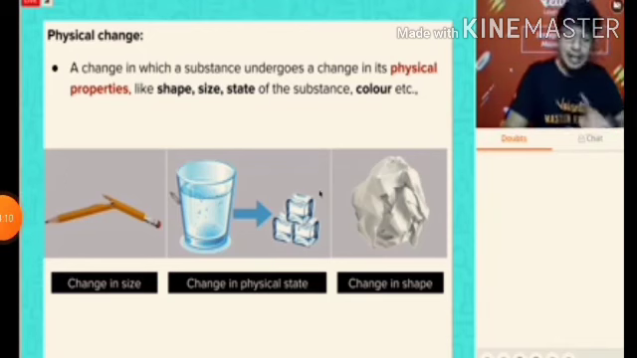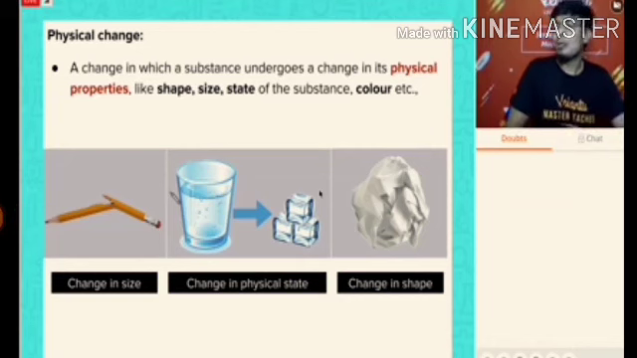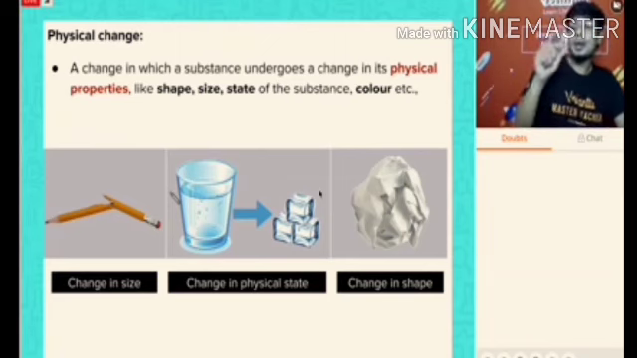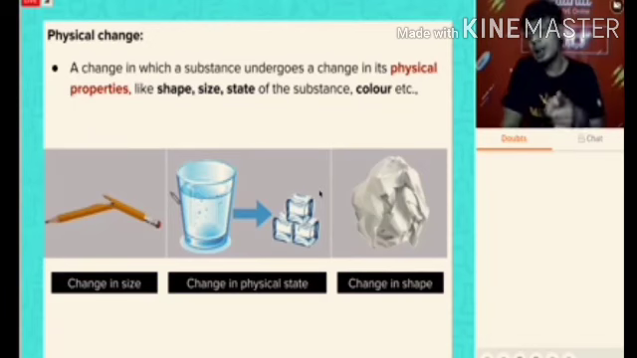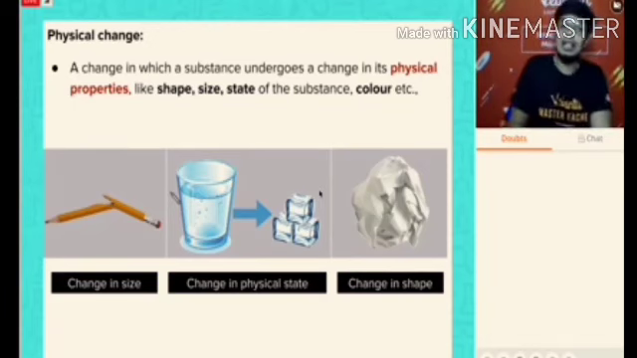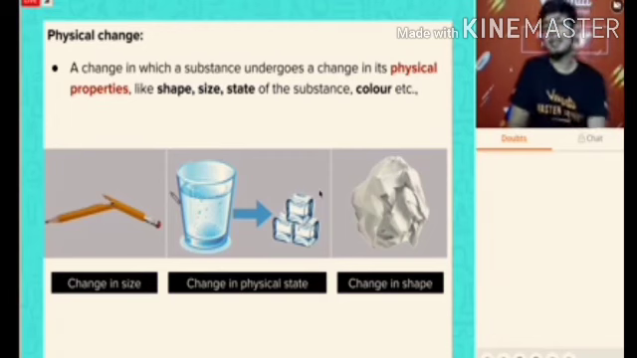When a substance undergoes a change in physical properties, what are the physical properties? Size, shape, color and the state of the substance. What does state mean? The states of substances: solid, liquid, gas. How ice became liquid, and liquid again became gas when heating it. That is the change of state. And most of them are reversible, and here no new substance is formed. It's the same substance that is undergoing change.